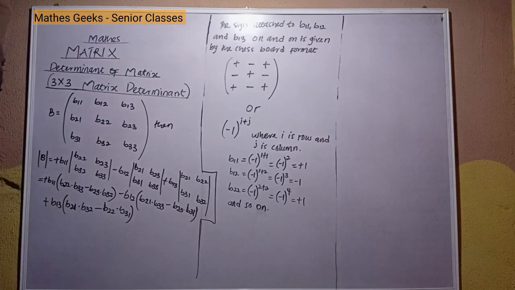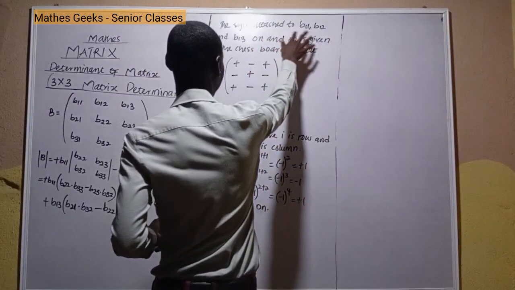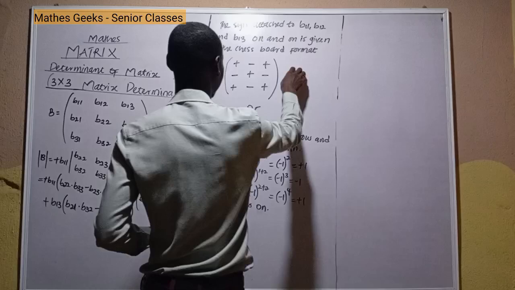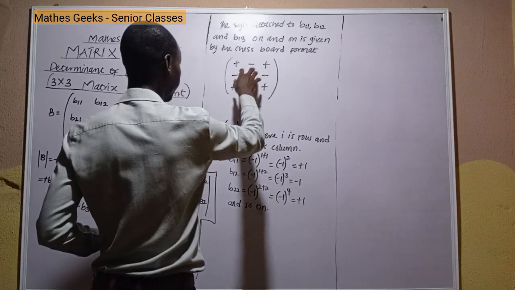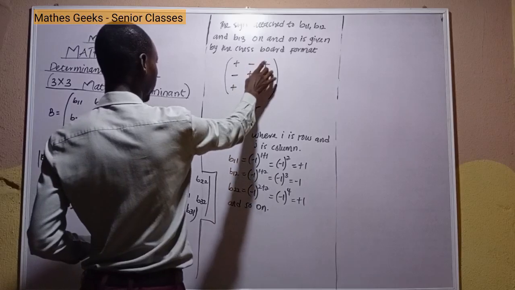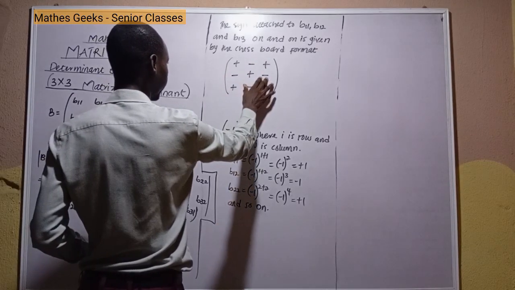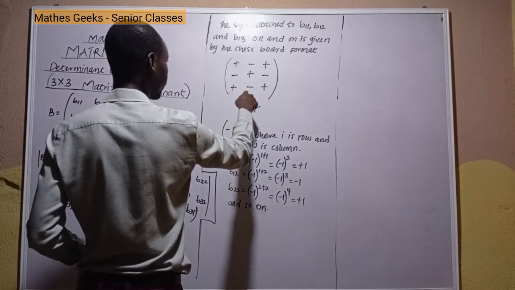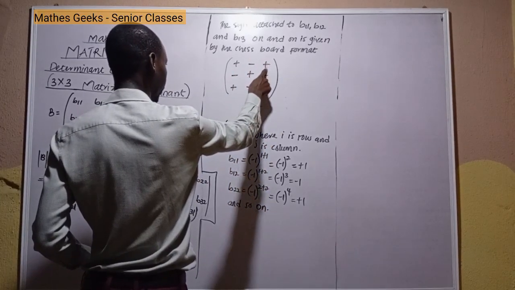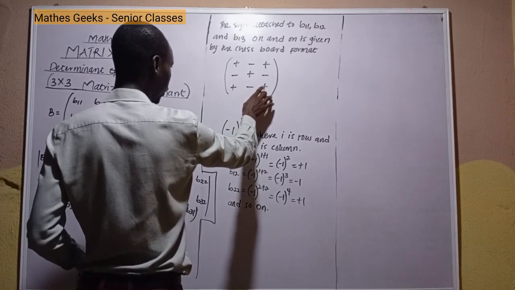Let's look at the signs first of all. The sign attached to B11, B12, B13 and so on is given by the chessboard format, where you have plus, minus, plus, and then the next row minus, plus, minus, followed by the next row plus, minus, plus. So you start with plus, you end with plus. You start with minus, you end with minus. You start with plus, you end with plus.